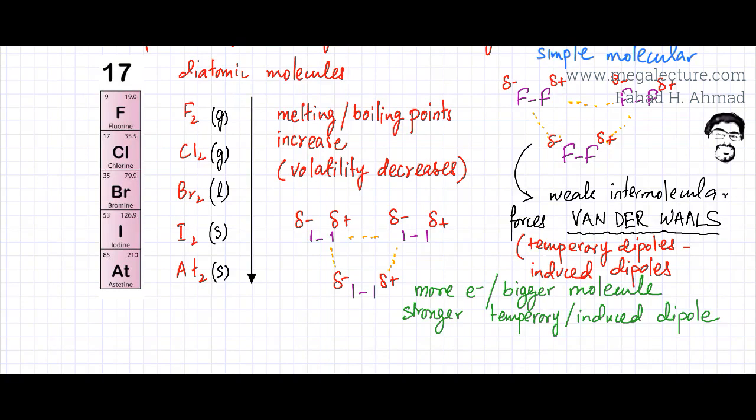So, a quick summary: all these molecules have simple molecular structures, and they have van der Waals forces, and these van der Waals forces depend on the size of the molecule. More electrons, stronger temporary dipole-induced dipoles. Fluorine, because it's a smaller molecule, has weaker attraction between molecules. Iodine, being a bigger molecule, has stronger temporary dipole-induced dipoles, and its attraction with other iodine molecules is a lot stronger. Hence, volatility decreases down the group.